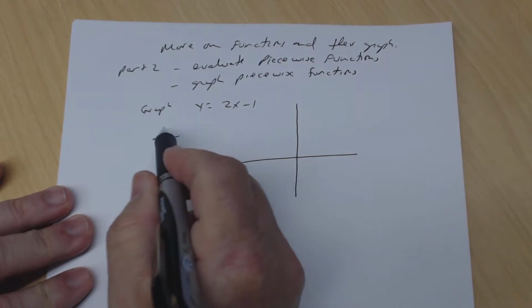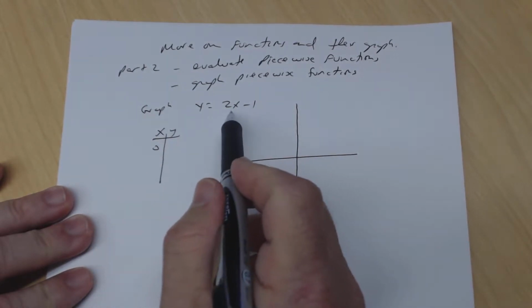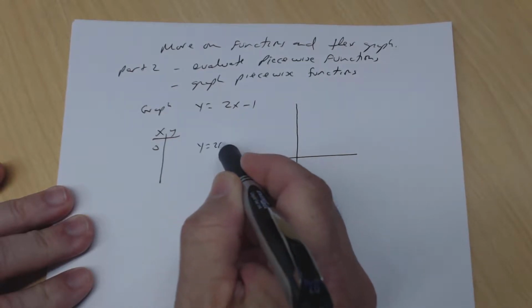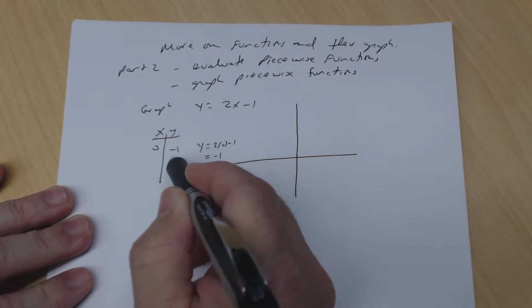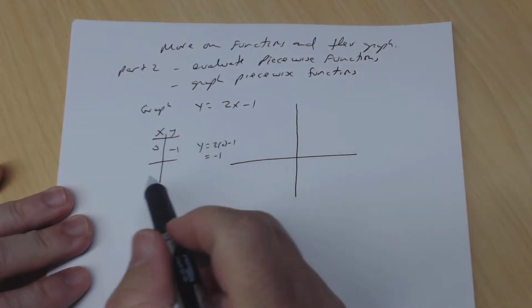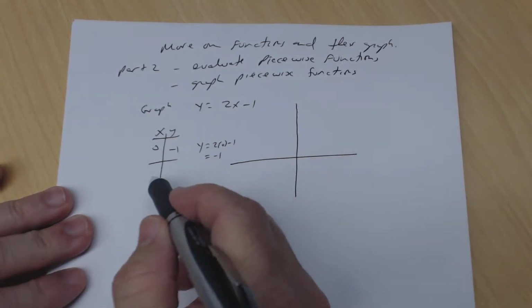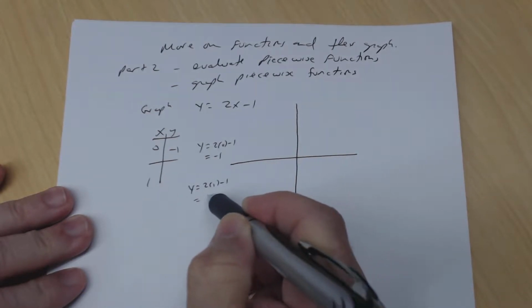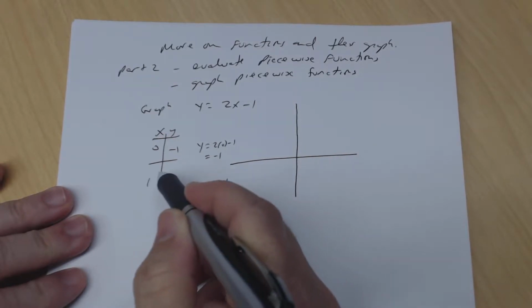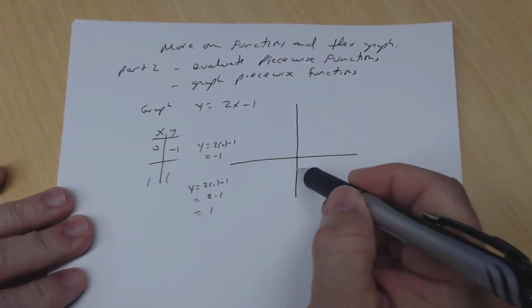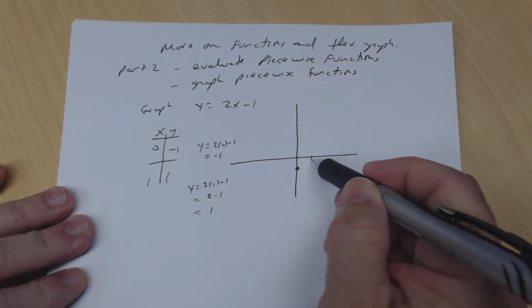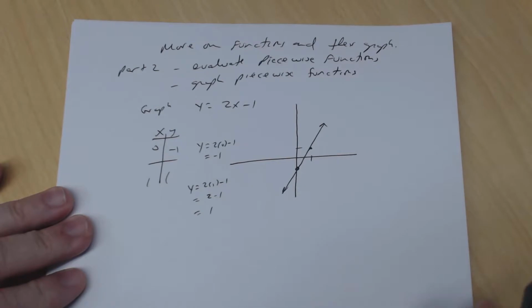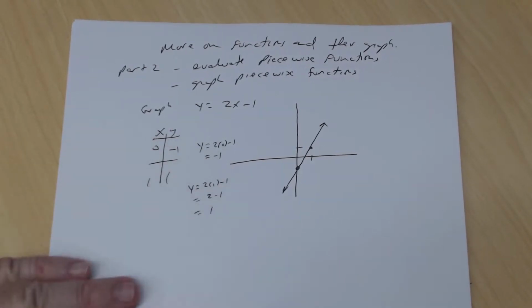Using a t-table, if x is 0, I get y equals 2 times 0 minus 1, which is negative 1. And remember, this is linear, so to graph a line, we just need 2 points. If x is 1, I get y equals 2 times 1 minus 1. That's 2 minus 1, which is 1. I get the point (0, negative 1), which is here, and then (1, 1), which is here, and I get this line right here. Okay? So that's what you did in the past.